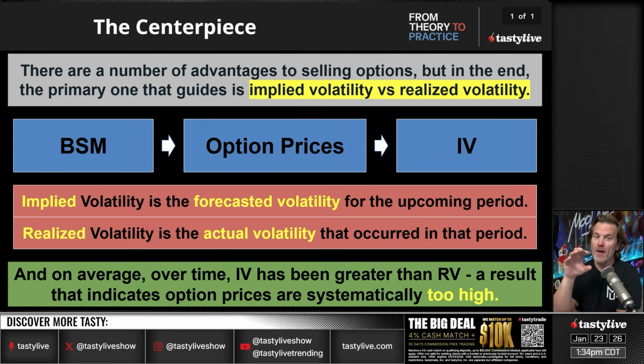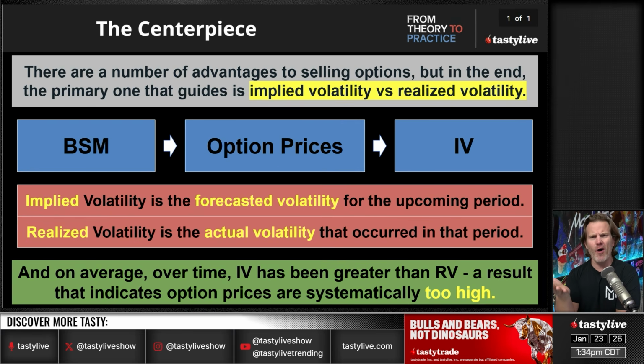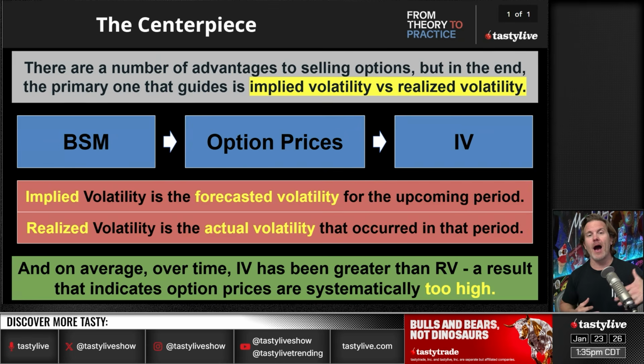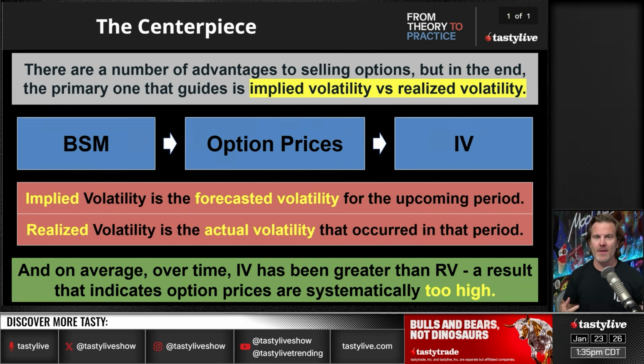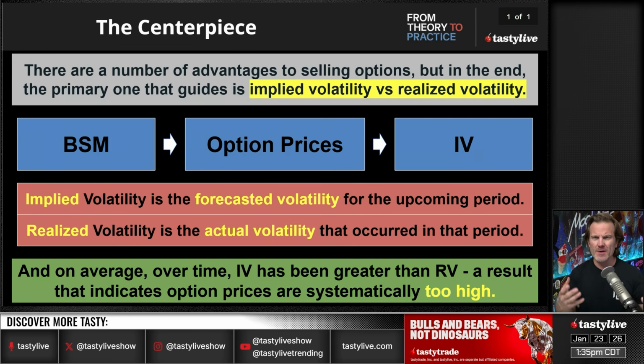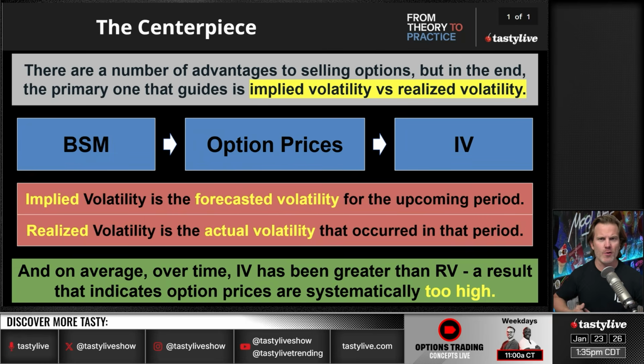In other words, the volatility that's going into the Black-Scholes option pricing model, or really any option pricing model for that matter, the Black-Scholes just happens to be the poster child of all option pricing models, the implied volatility that goes into that model is actually higher than the realized volatility that actually takes shape for that period of time. So what does that mean for us as derivatives traders, option buyers or option sellers?